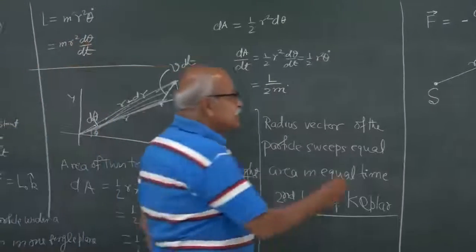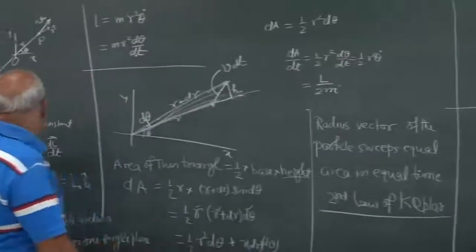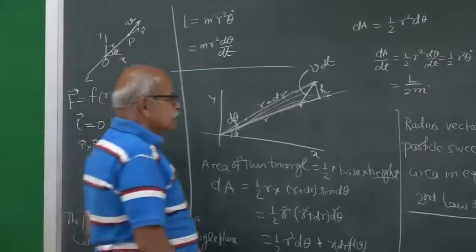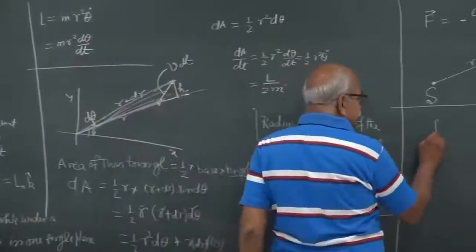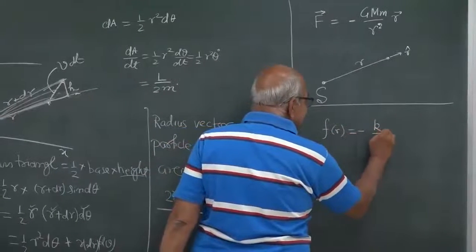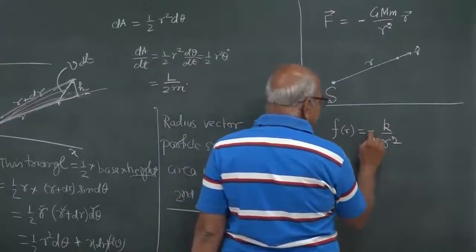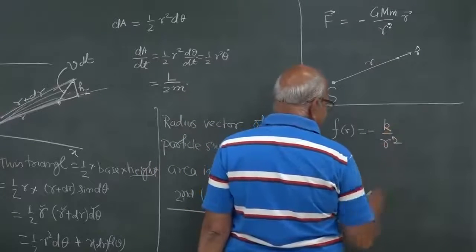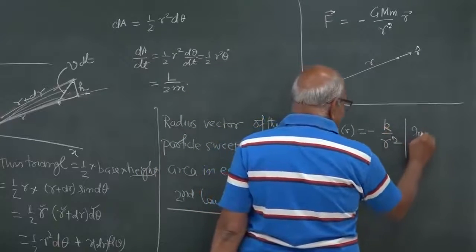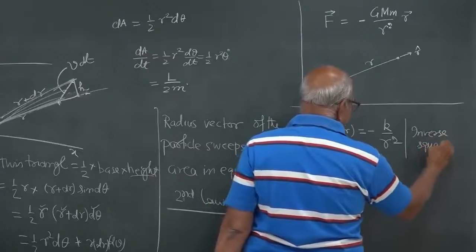So, essentially what we have is this F of r, this f of small r, is of this type. F of r is minus some constant divided by r square. This is known as the inverse square law.